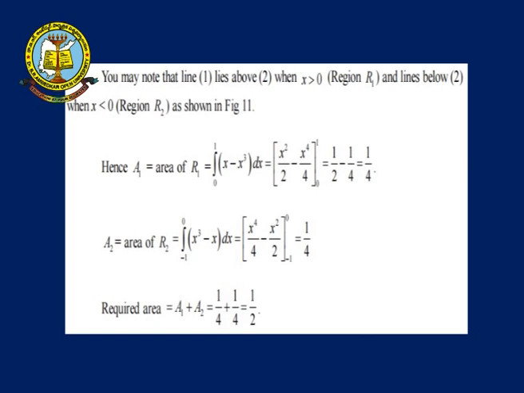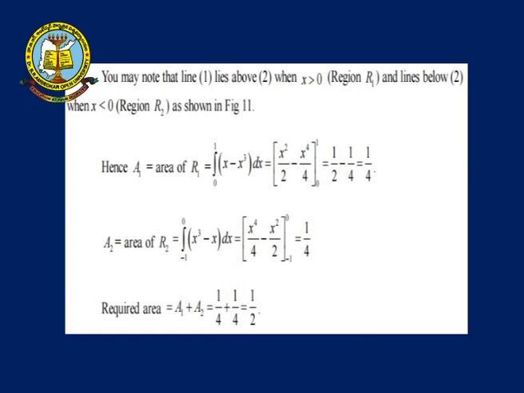Next we go for the area of region 2, from minus 1 to 0. It is the third quadrant, the occupied area. Now R2 equals the integral from minus 1 to 0 of x cube minus x into dx. Integrating gives x to the power 4 by 4 minus x square by 2, minus 1 to 0, which equals 1 by 4. The required area equals the region 1 area plus region 2 area, A1 plus A2. So 1 by 4 plus 1 by 4, the total is 1 by 2.